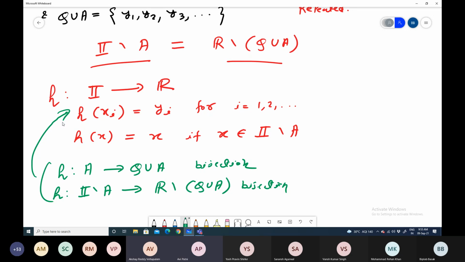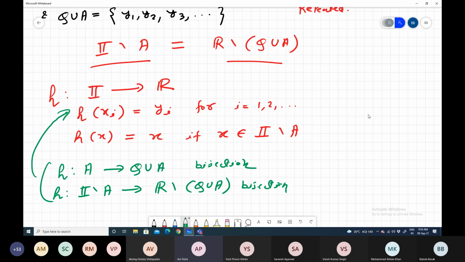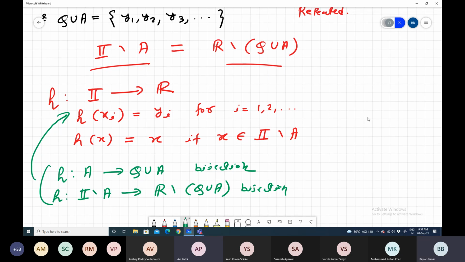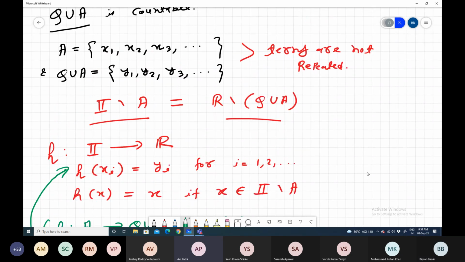Sir, could you repeat how do we claim that I minus A and R minus (Q union A) are the same? I mean, do we just say that since I is equal to R minus Q and we are subtracting the same set, hence they are the same? Right, yeah, we'll have to prove that, or we can just claim it. This is proved actually, no?